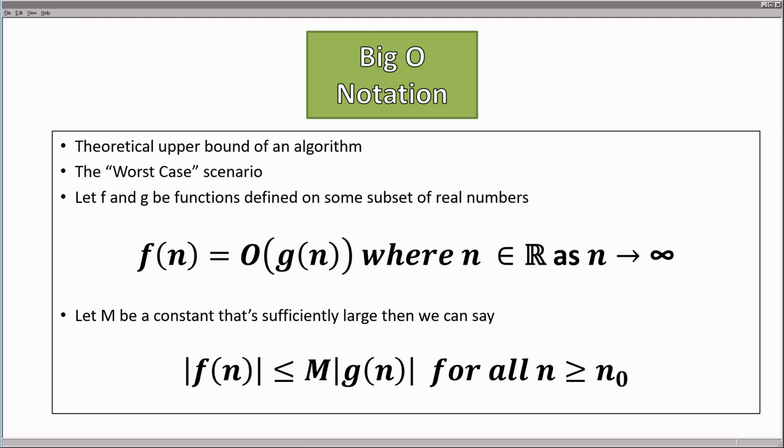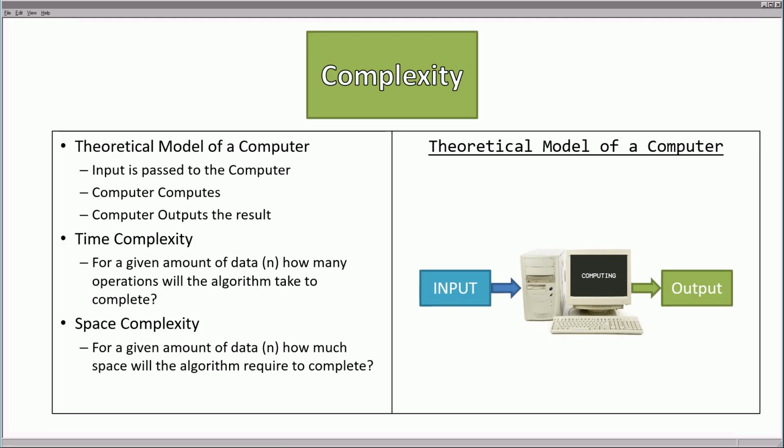Now, this is such that the absolute value of the function f of n is less than or equal to an M, which is a big constant, times the absolute value of g of n for all n that's greater than the initial value of n. What does that even mean? Let's back up slightly. We are referring to complexity, and we're going to use this big O notation in order to describe complexity.